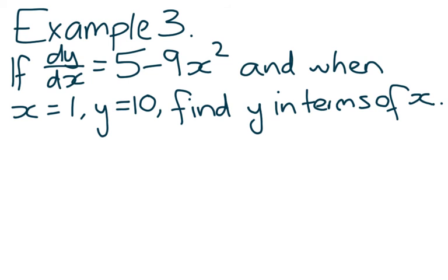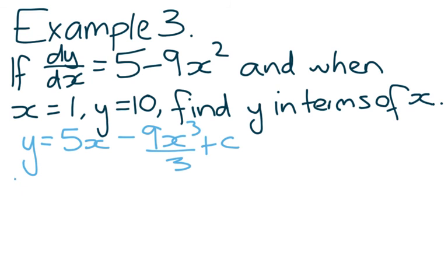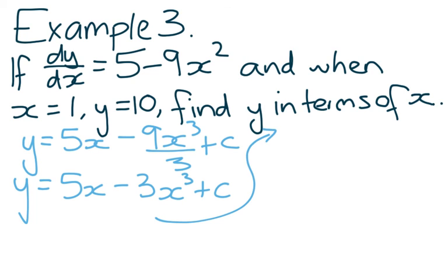So the first thing is we need to antidifferentiate. So we increase power by 1, divide by the new power. So we end up with 5x take 9x cubed on 3 plus c, which would give us 5x take 3x cubed plus c. Now we can sub in x equals 1, y equals 10 to find c.